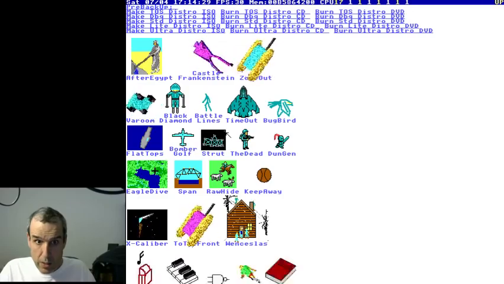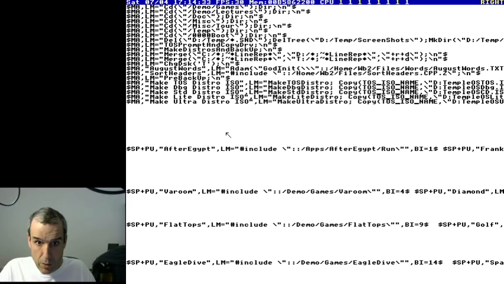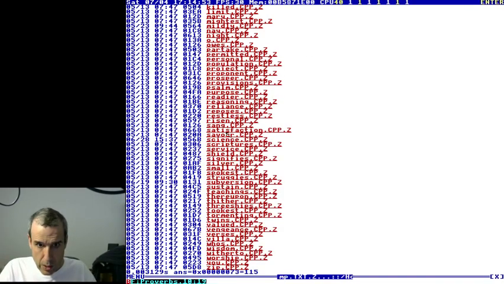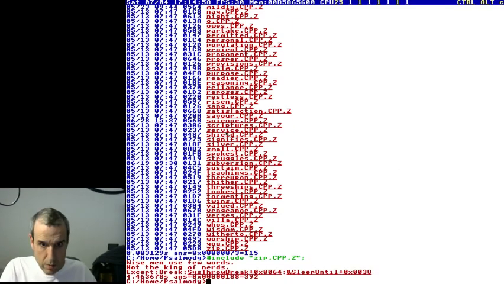And guess what? If you put a picture and you attach a payload, this says include. That's because it's a C compiler. The command line is a C compiler. So if I say pound include, there's a file, zip.cpp.z. Okay, so I hit Control-Alt-C.